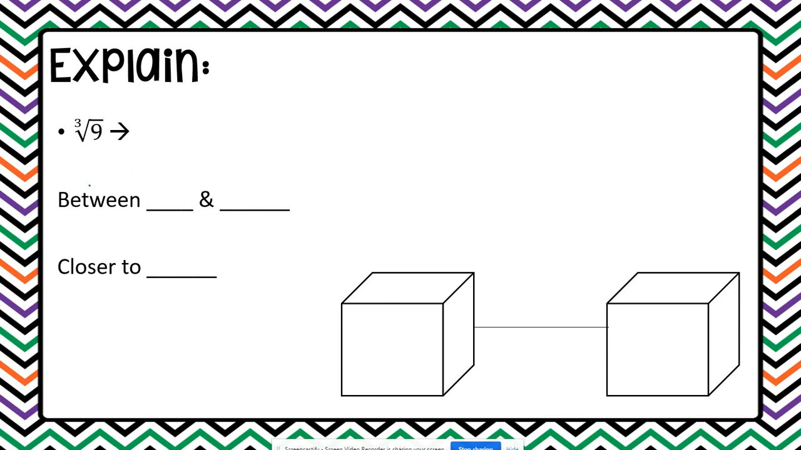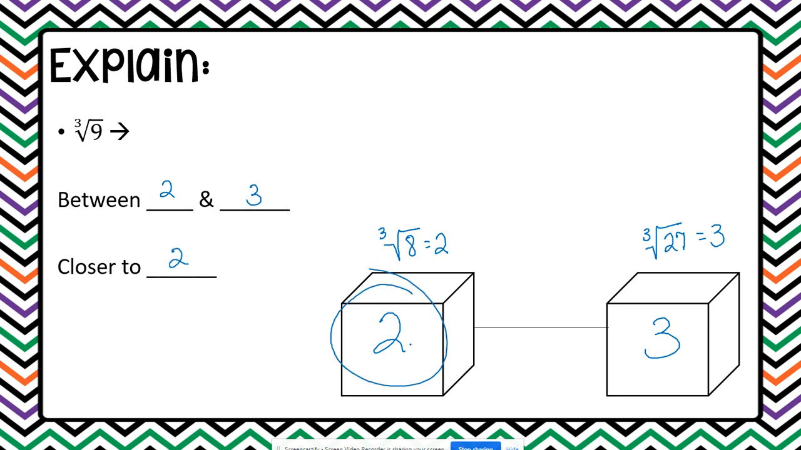For the cube root of 9, we need to find two perfect cubes that 9 would be in between. Well, I know that the cube root of 8 is 2, and I know that the cube root of 27 is 3. So when I look at 9, I know that 9 is in between 8 and 27. So on the number line, it would be located somewhere between 2 and 3. Well, I know that 9 is closer to 8 than it is to 27 because it's very close to that. That means that it's closer to 2 on the number line.